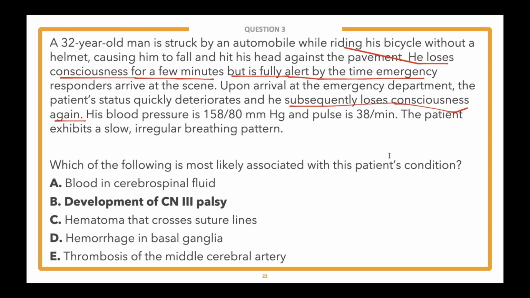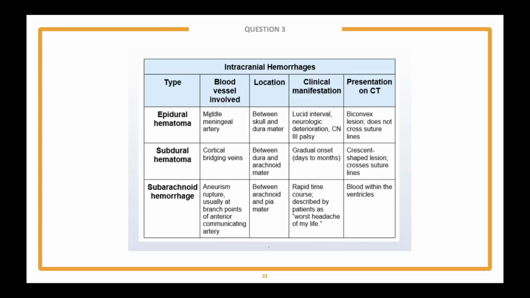Anybody remember? We'll wait for you guys to put it into the question box. I have some people saying MCA and some people saying MMA, and although they sound similar, they are not, okay? It is in fact the MMA, or the middle meningeal artery, and a laceration of the middle meningeal artery will lead to an epidural hematoma.